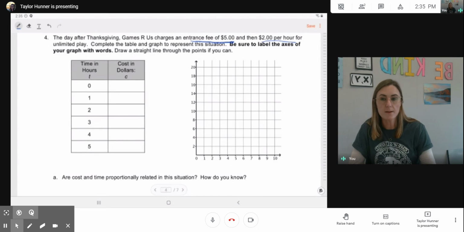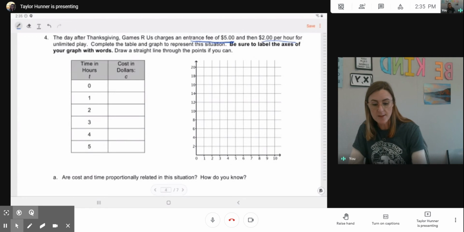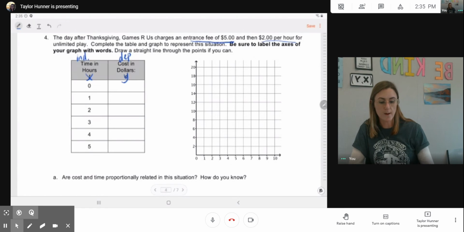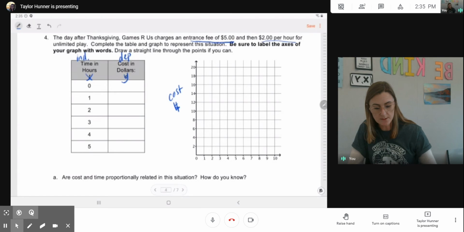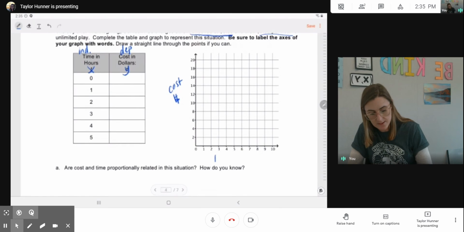So time and cost. Remember what I said about time? When we have time, time is always going to be independent and cost is always going to be dependent, which means time, I like to change it to X and cost to Y. So this is our cost in dollars, and this is our time in hours.